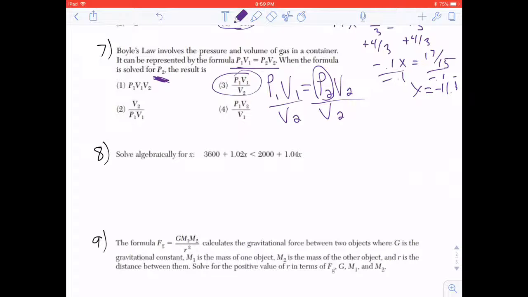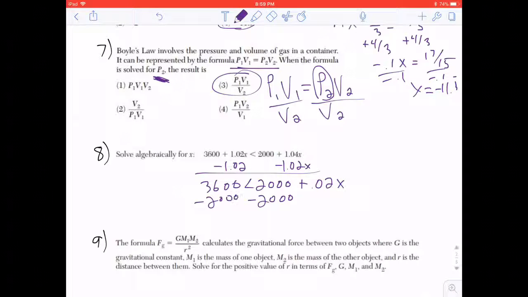Number 8, solve algebraically for x. We have an inequality here with x's on both sides. I'm going to subtract 1.02x on both sides. 3,600 is less than 2,000 plus 0.02x. Then I'm going to subtract 2,000 on both sides. 1,600 is less than 0.02x.